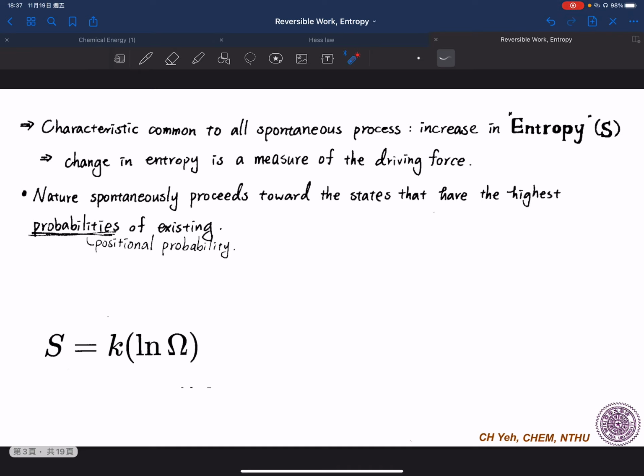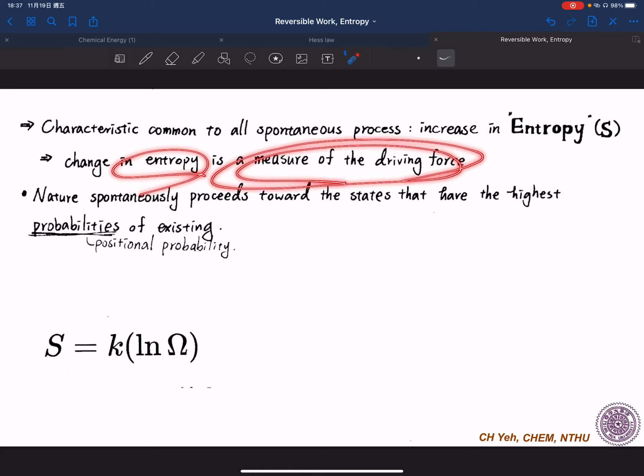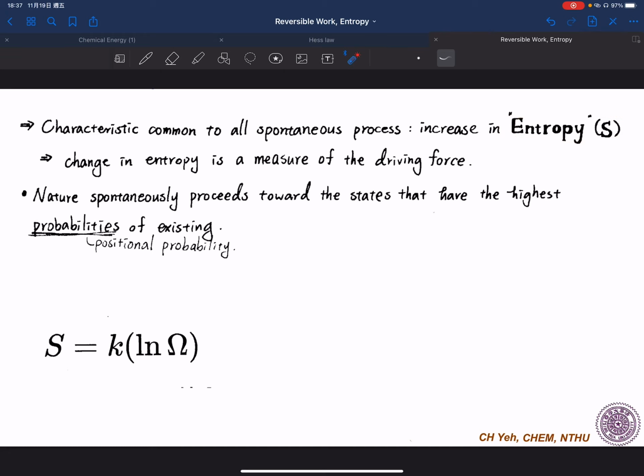A characteristic common to all spontaneous processes is an increase in entropy. The change in entropy is a measure of the driving force. In Chinese, entropy is translated as 乱度, which means degree of chaos, or you can say, how messed up are you? So this is kind of easy to understand.